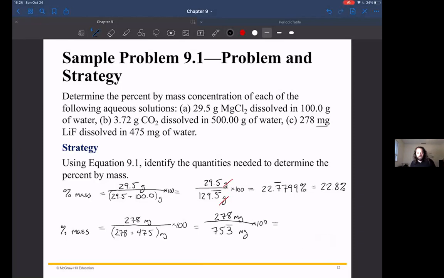Again, punch this into my calculator. I'm going to get 36.918. And then the milligrams cancel. So I'm just left with that percentage sign, no other units. And then sig figs, I have 3 on top and 3 on the bottom. So this is 36.9%. That would be my final answer.